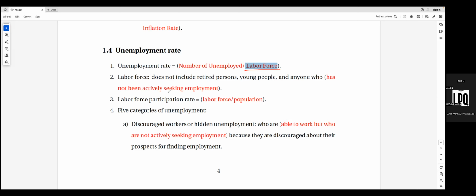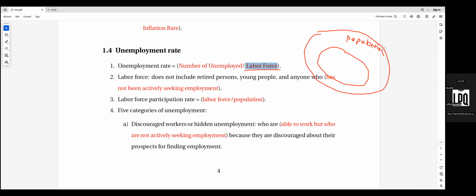Remember this: the labor force is only part of the total population size. If I draw a graph here, I use this bigger circle to represent the total population. So this is my total population size. The labor force is only a part of the total population. This smaller circle is the labor force.